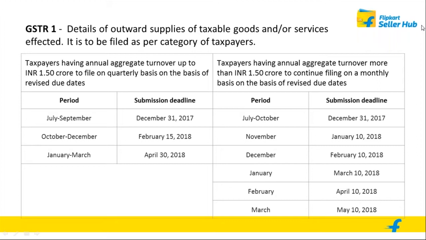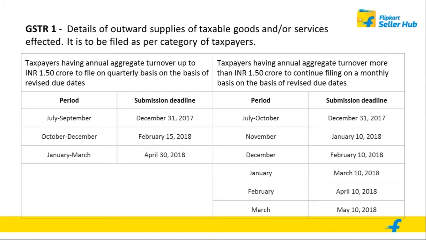So any taxpayer whose turnover is up to 1.50 crores and above, and 1.50 crores and below. So if in case you fall under the category which is less than 1.50 crores, then your filing has to be on a quarterly basis.